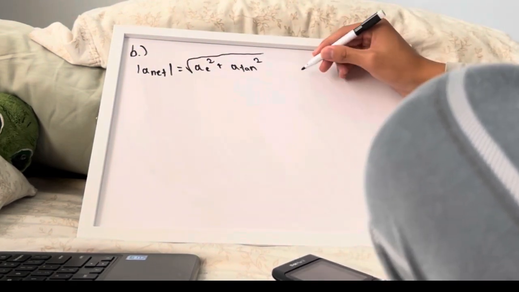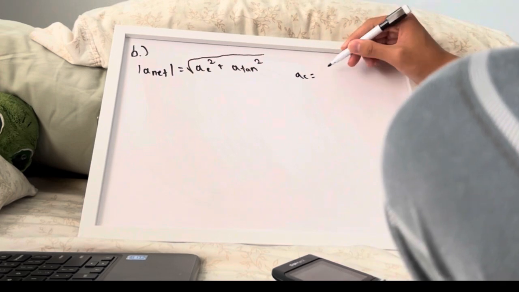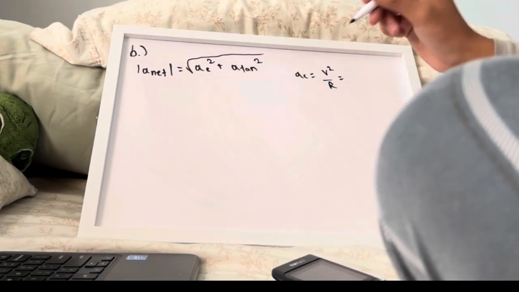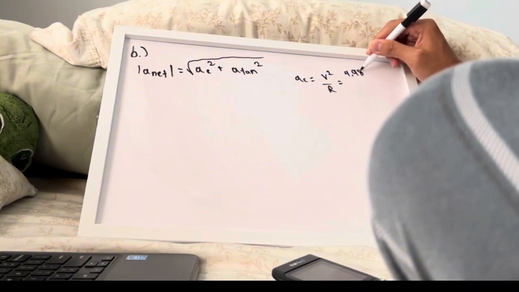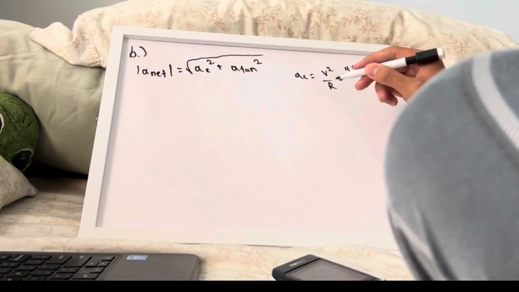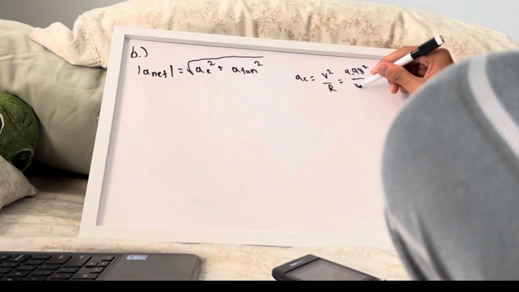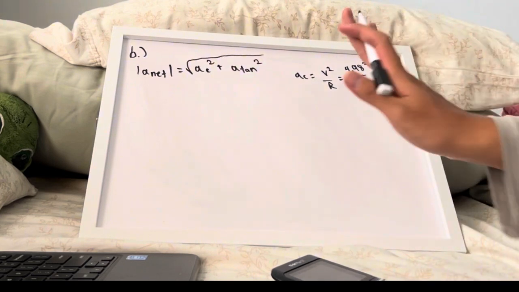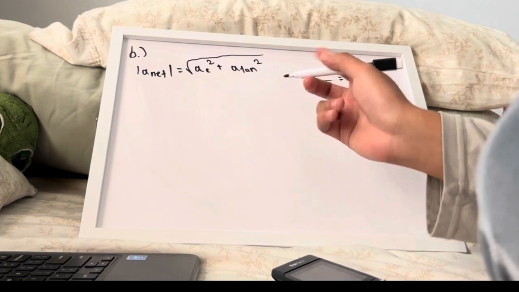Now I need to find what a_c is. Well, what is a_c equal to? We have the formula, which is v squared over r. And my v from the previous problem, 4.98 squared over r. But what is r? Well, that's just the length of the string, 3 meters. So that gets me a_c. I'm just going to leave it like that, because I'll do everything in the calculator in one combined step.